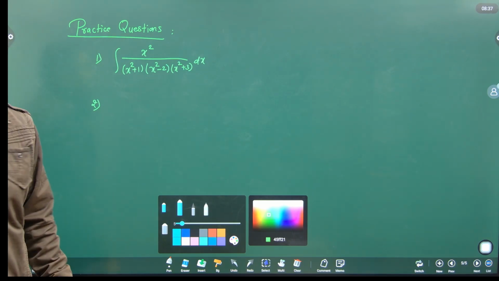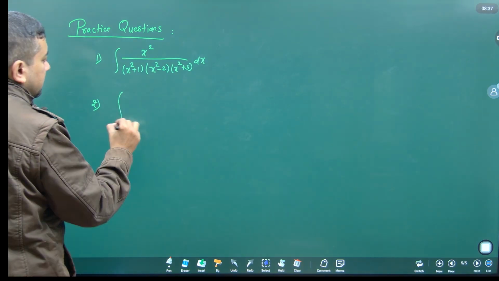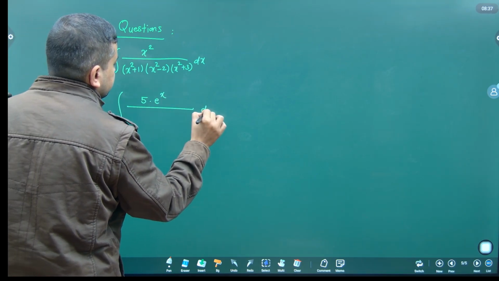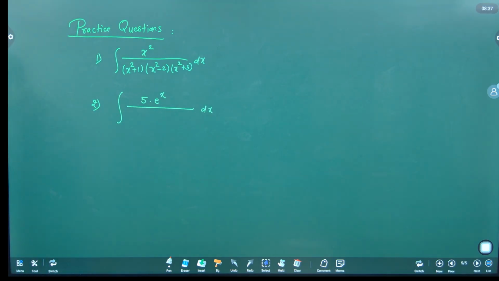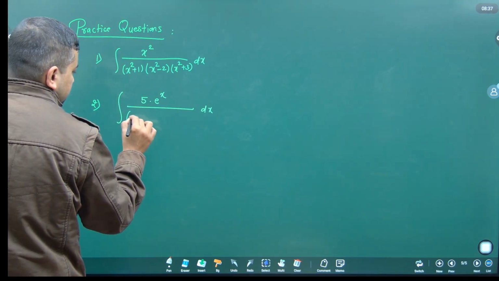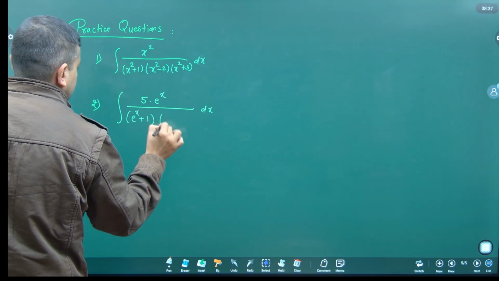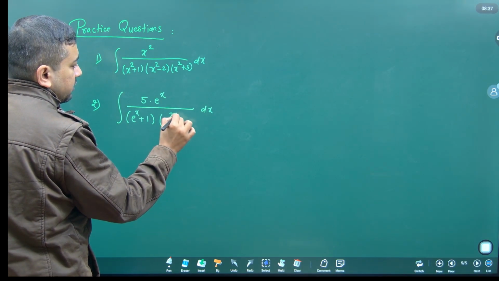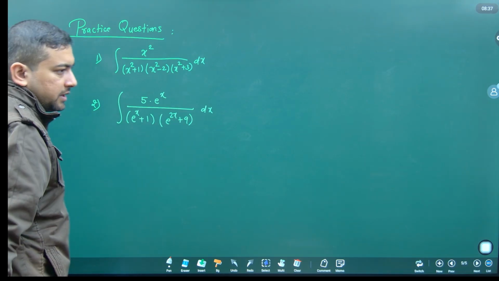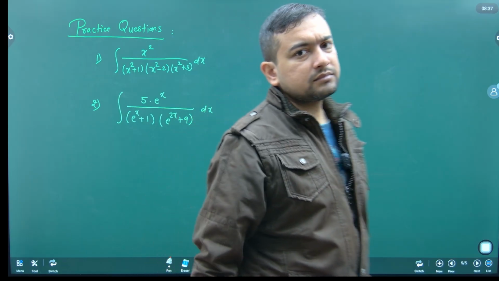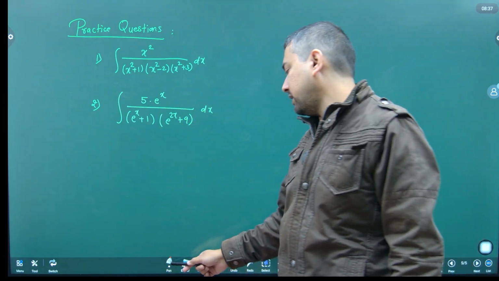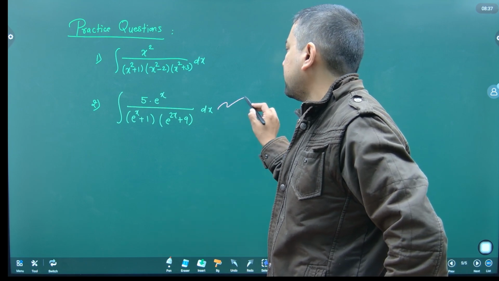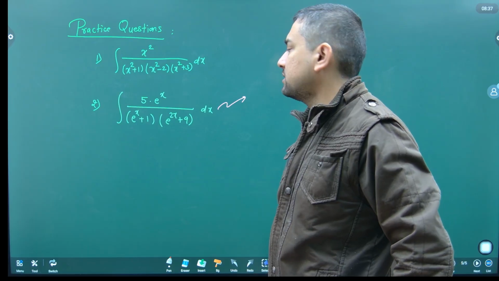Okay, integral 5 e to the power x upon e to the power x plus 1 into e to the power 2x plus 9. Now how we will solve this example? Again, it's a combined example of substitution and partial fraction.